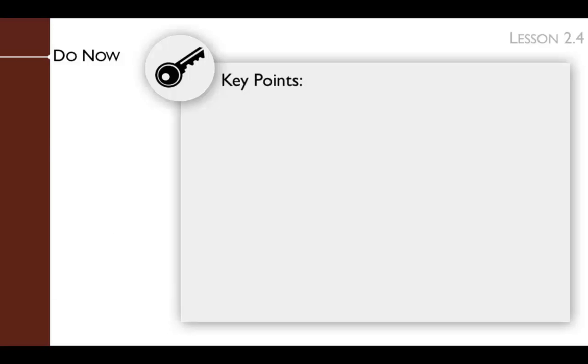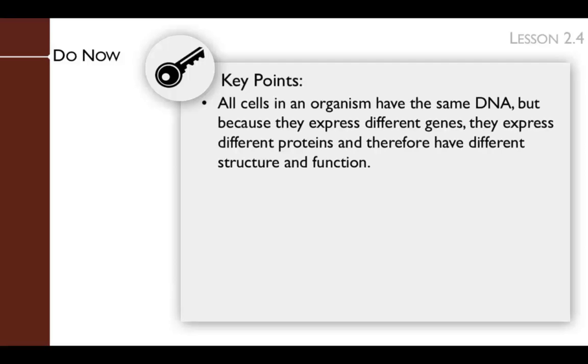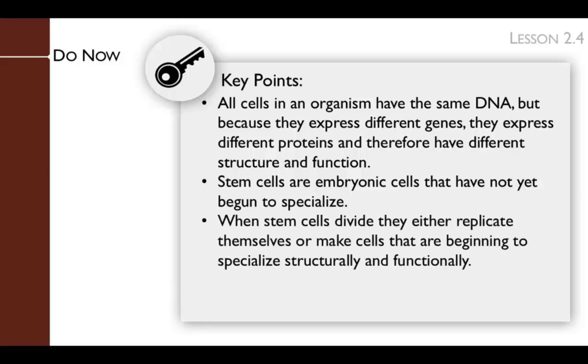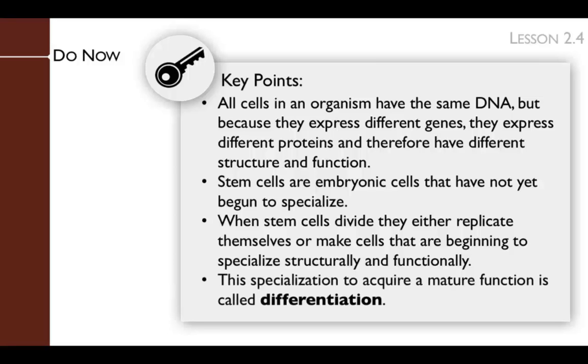The key points of the do now are that all cells in an organism have the same DNA, but because they express different genes, they express different proteins and therefore have different structure and function. Stem cells are embryonic cells that have not yet begun to specialize. When stem cells divide, they either replicate themselves or make cells that are beginning to specialize structurally and functionally. This specialization to acquire a mature function is called differentiation.